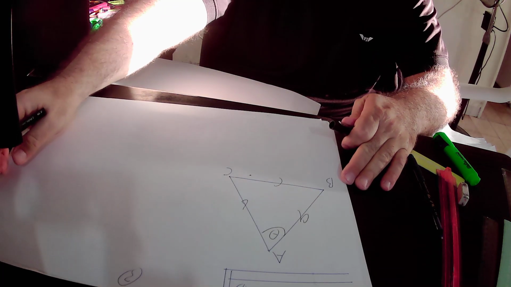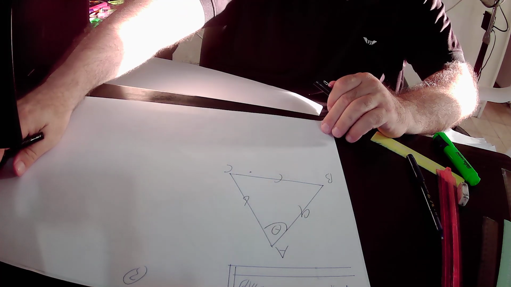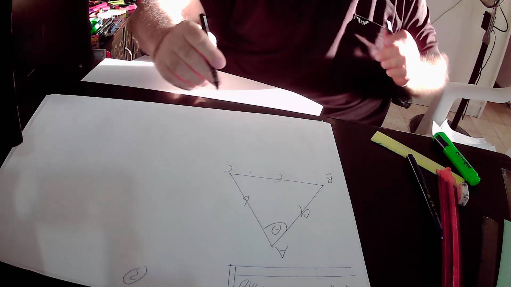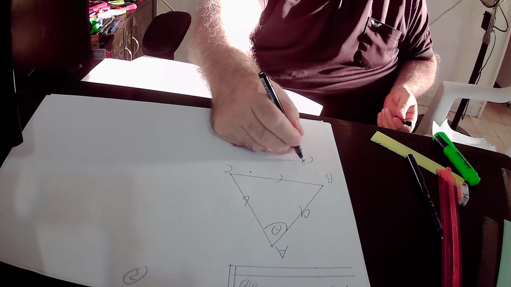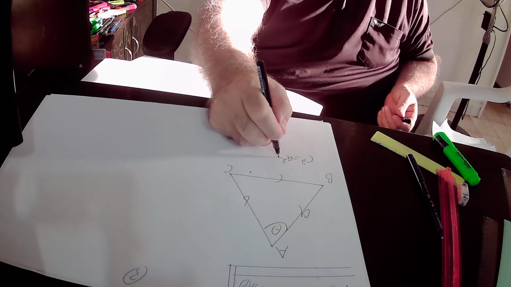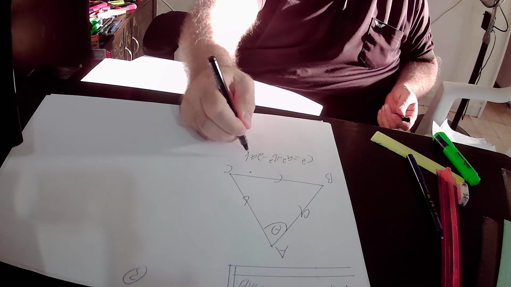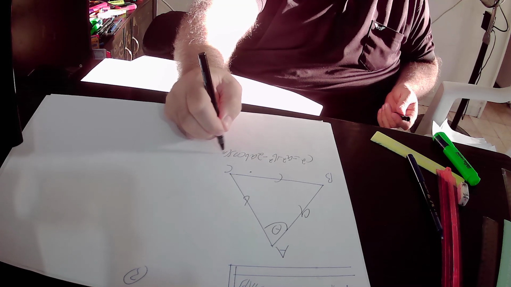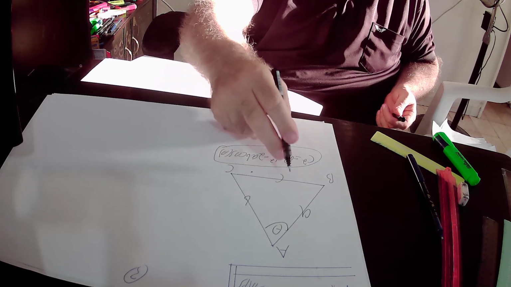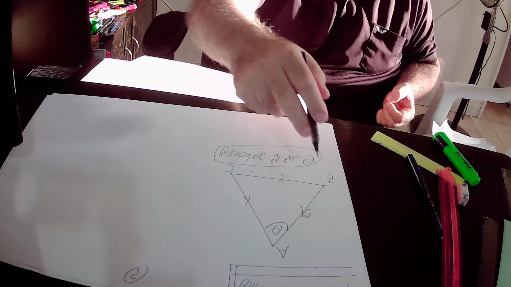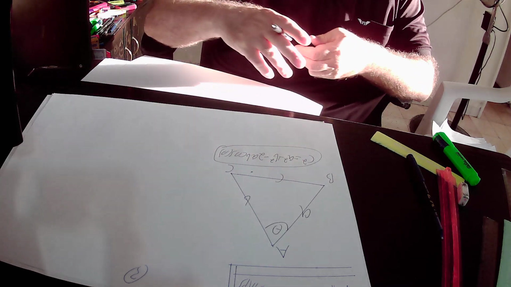Then, according to the law of cosines, we get here that c squared equals a squared plus b squared minus 2 times a times b times cosine theta. I repeat again, in the triangle ABC that could be any triangle, c squared equals a squared plus b squared minus 2 times a times b times cosine theta.